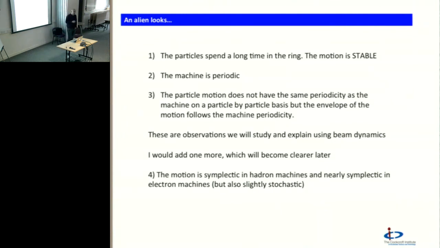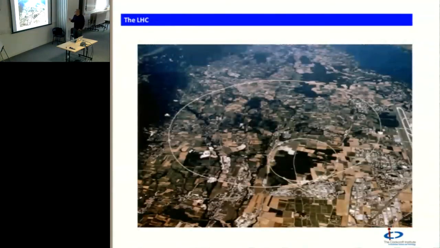There's also one more I'll add, which is an observation you would make, and in a more advanced course you'll study it. You have symplectic motion in hadron machines and nearly symplectic in electron machines, and I'll define that term in a couple of weeks' time. But that's a very important feature of our equations. They have loads of properties, and a very important property for us is symplecticity, and I'll define that as we go on.